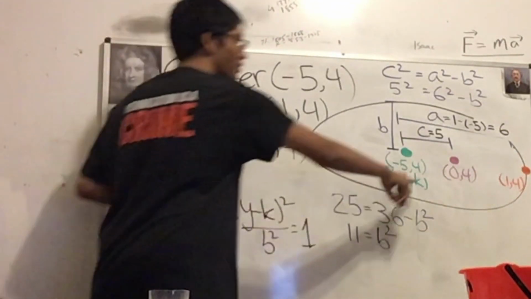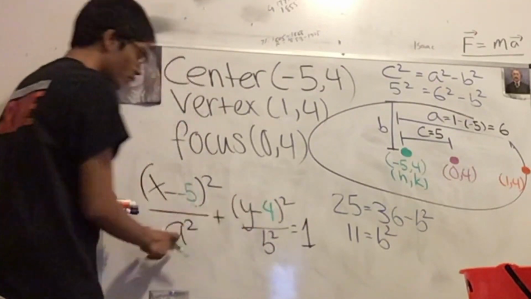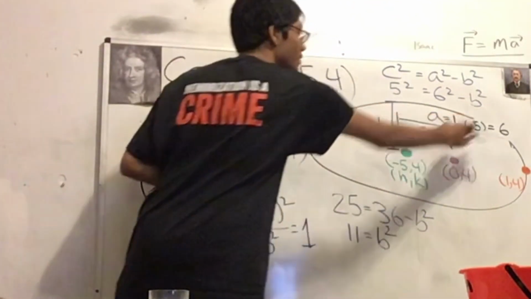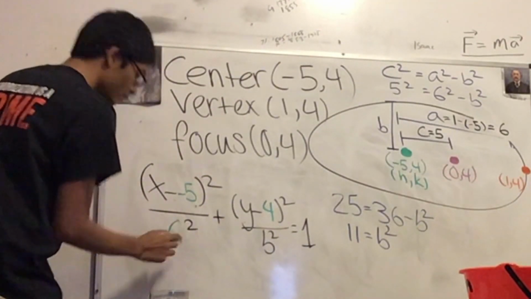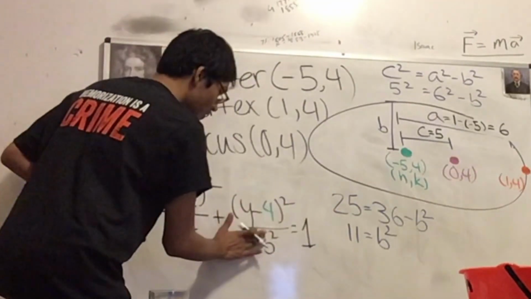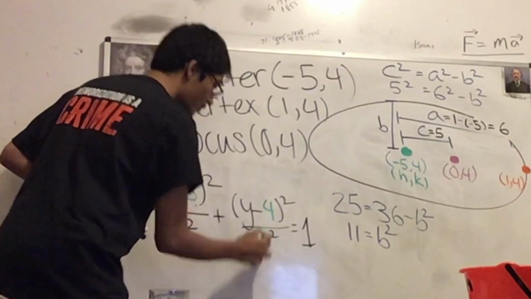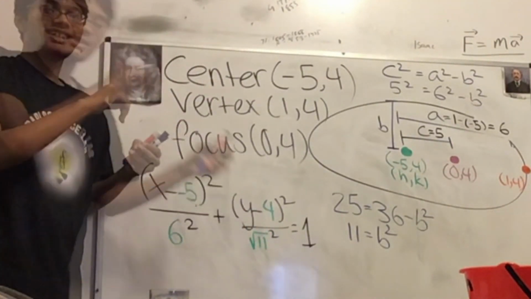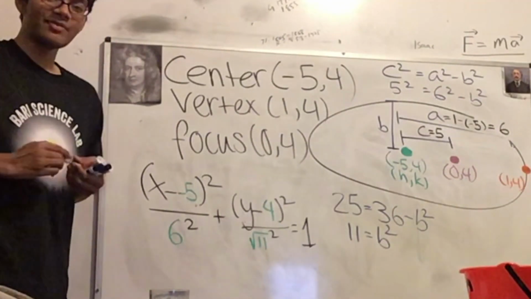What's my k value? It's 4. What's my a value? Well, clearly you can see it's 6. What's my b value? Well, b squared is 11, so b is going to be square root of 11. Right? So you can just go ahead and write here square root of 11. And ladies and gentlemen, that's the equation of our parabola, or sorry, ellipse.